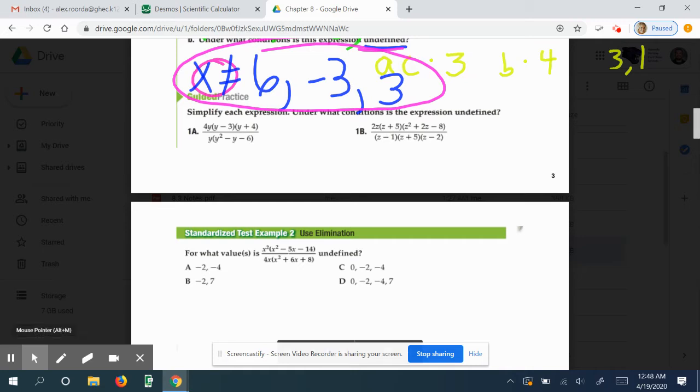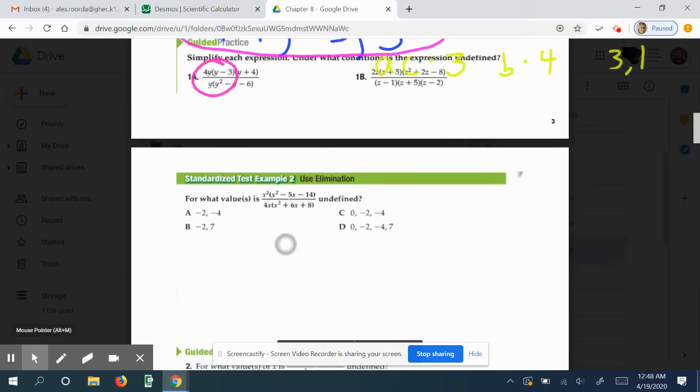All right, here's a couple guided practice problems that you can try now.